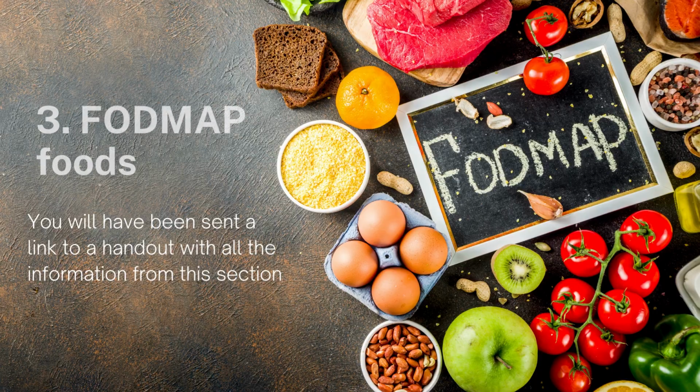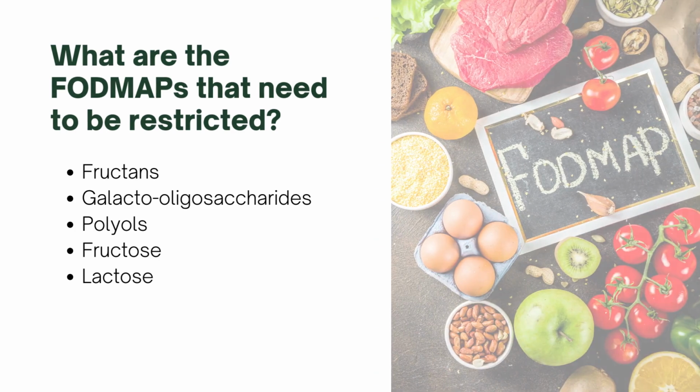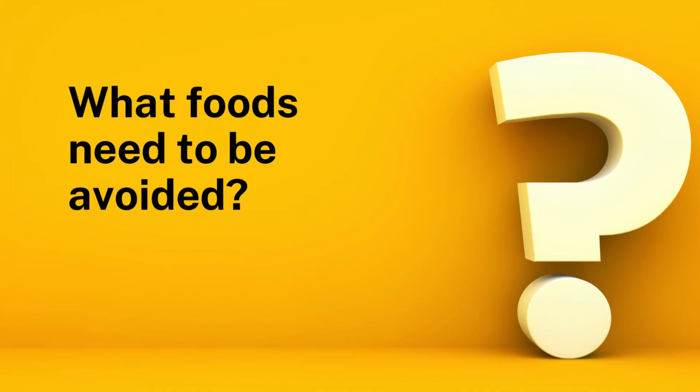I'm going to start off by explaining which are the FODMAP foods that need to be restricted. They are fructans, galacto-oligosaccharides, polyols, fructose and lactose. But please don't worry about those words. We're going to go into more detail about each of those as we go along. So let's start with the negative side, as in what foods need to be avoided.